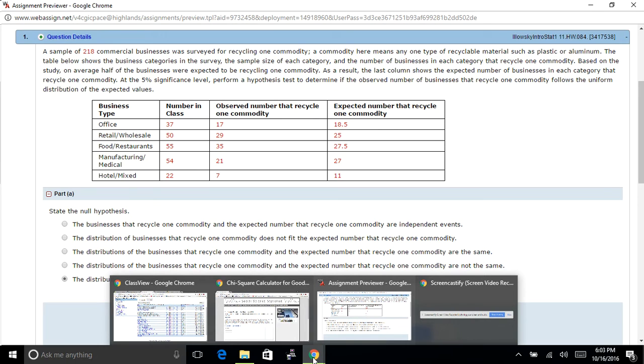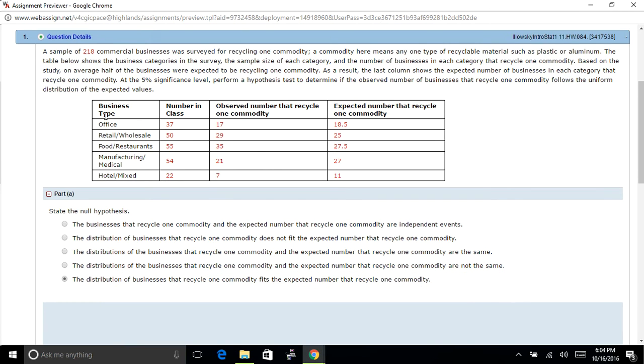So I've got office, retail, and all that. Okay, so I'm going to write this down. So what I can do is when I go to the other screen, I can enter it. I do need to put the decimals in there because they are important. So if you see right here, what I'm doing is I'm writing down office, retail, food, manufacturing, and hotel. And then I'm going to write down my observed and my expected over here.